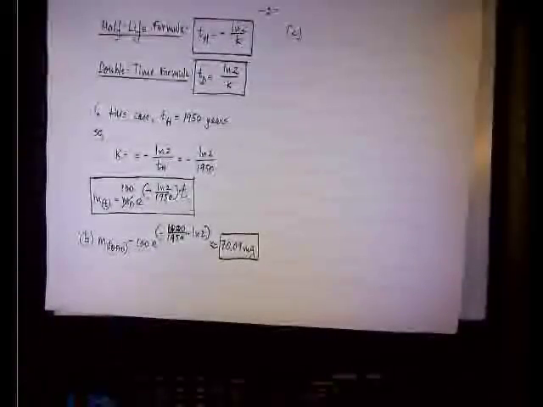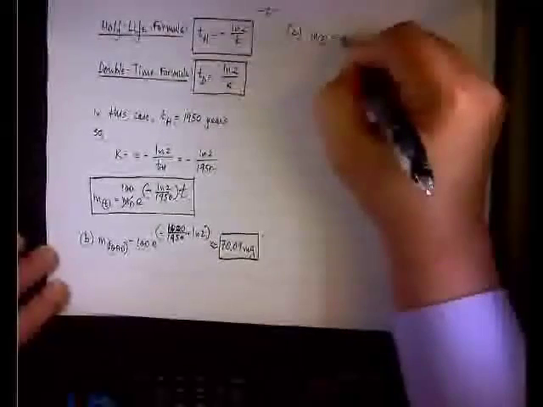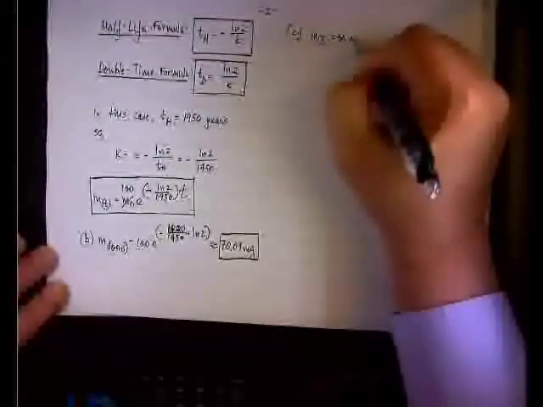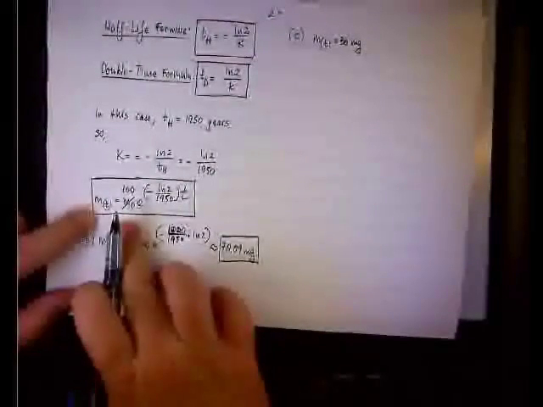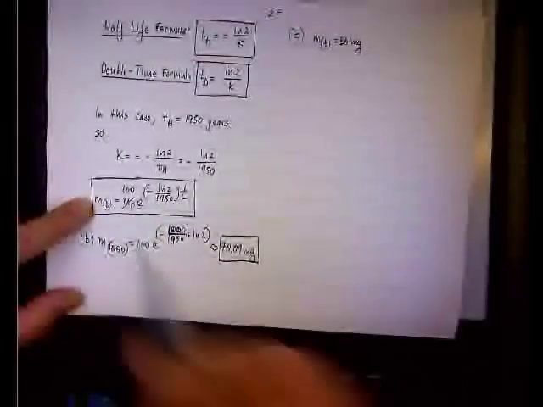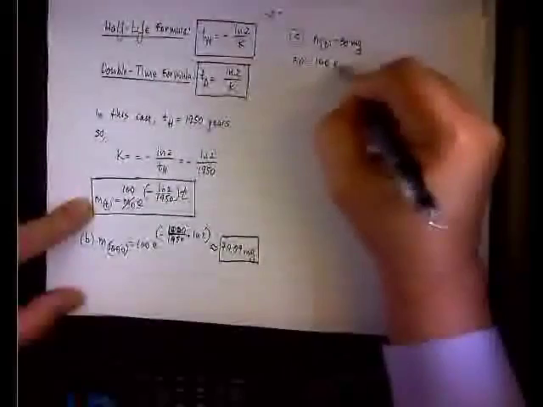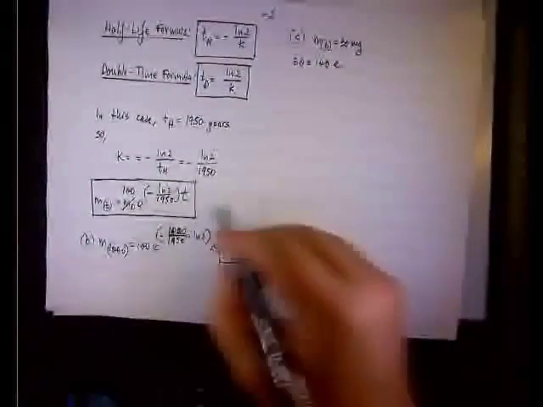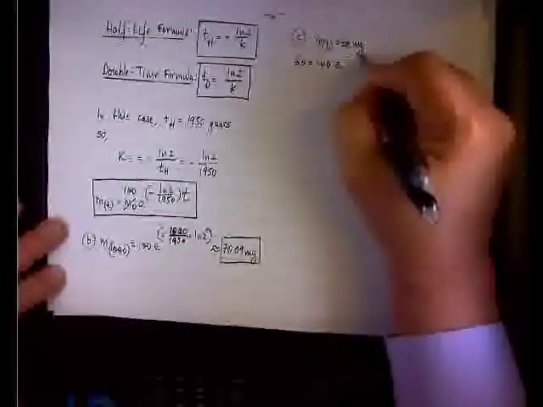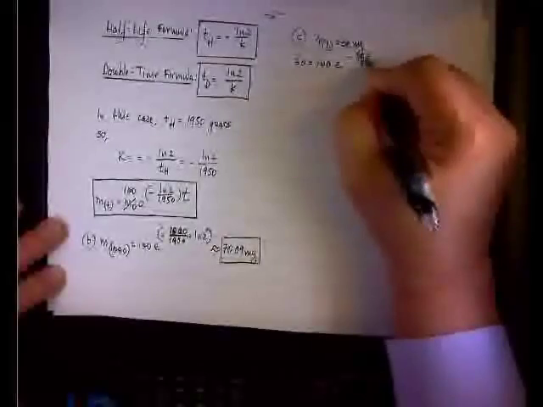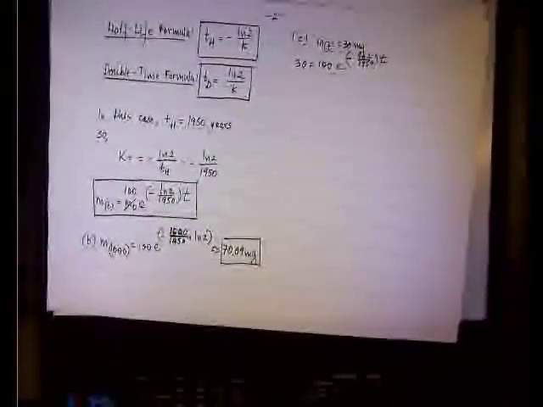But let's look at the last one. M of t equals 30 milligrams, and we need to find the time, t, or how many years. So we're going to set up an equation. We're going to go back to our solution in part A, and we're going to set 30 equals 100 e to the kt, but we know that k is the natural log of 2 over 1,950 times t. And then the goal is to extract t out of this.